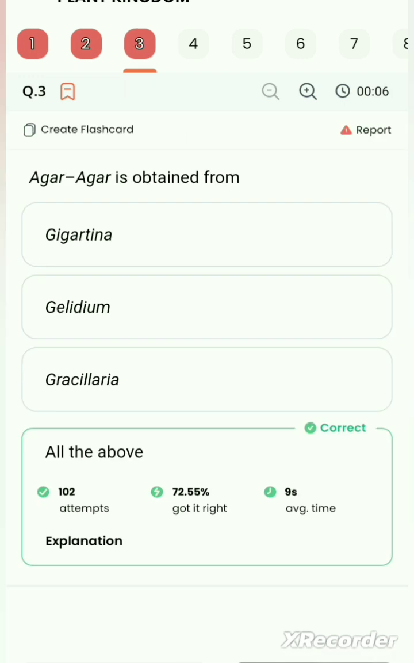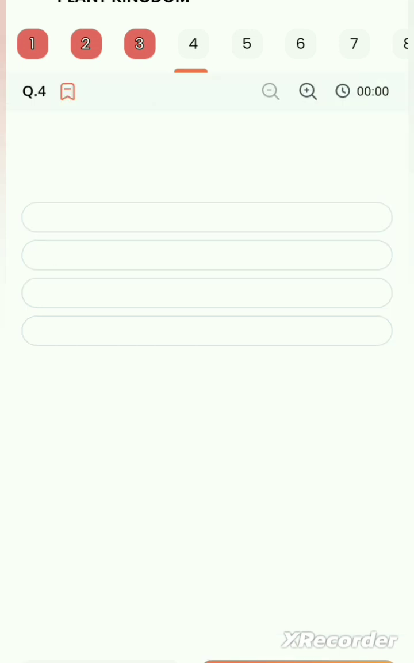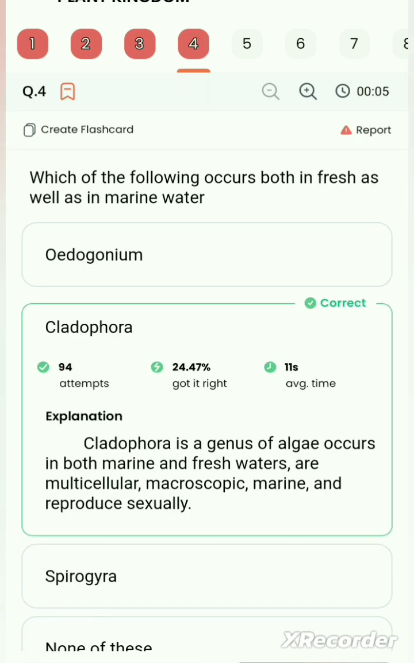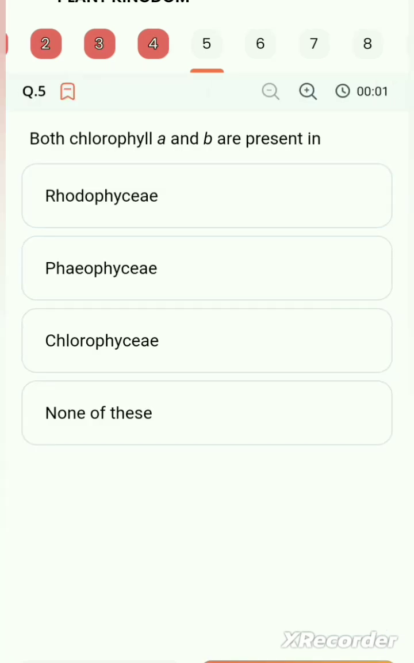So you know where we are getting all of the above from. These all are the algae where we get the agar-agar. Next is, which of the following occurs both in fresh as well as in marine water? It is Cladophora. You can find it in both fresh and marine water, and it is obtained as multicellular, macroscopic, marine and reproduces sexually.